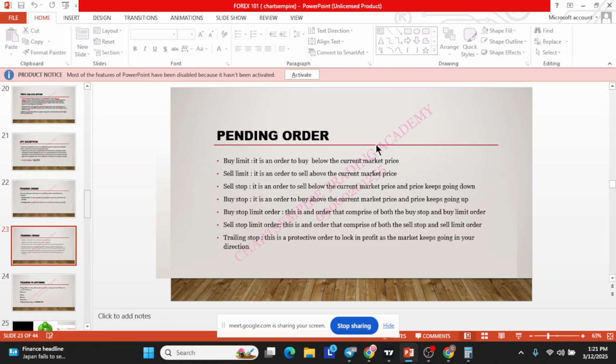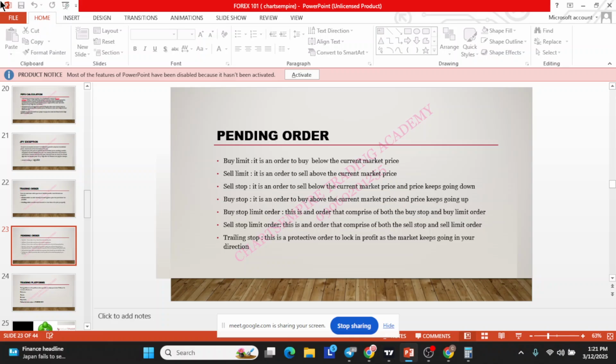Buy limit, you want to buy at a lower price, a price that is below the current market price. They are buying it at 5,000. That's the market price, but you don't want to buy at that point. You feel that that price is too expensive and you want to buy at a cheaper price, probably at 4,500. That is buy limit. Sell limit is that you want to sell higher. You want to sell when price is above the current market price.